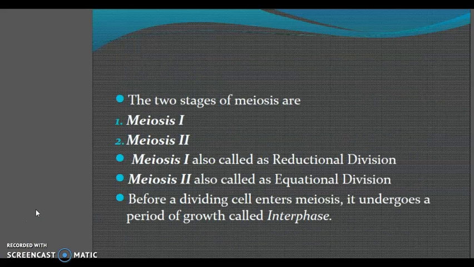The two stages of meiosis are meiosis 1 and meiosis 2. Meiosis 1 is also called the reductional division and meiosis 2 is termed the equational division. Before a dividing cell enters meiosis, it undergoes a period of growth called interphase.